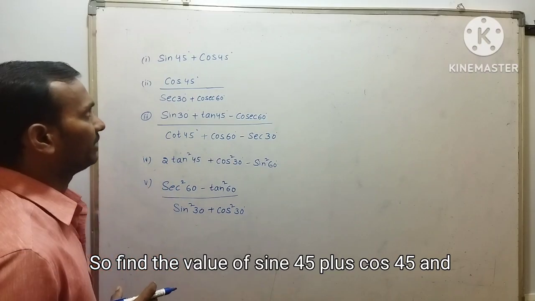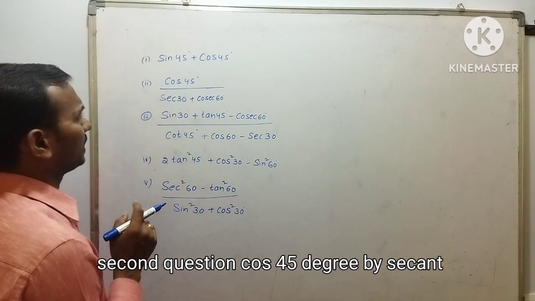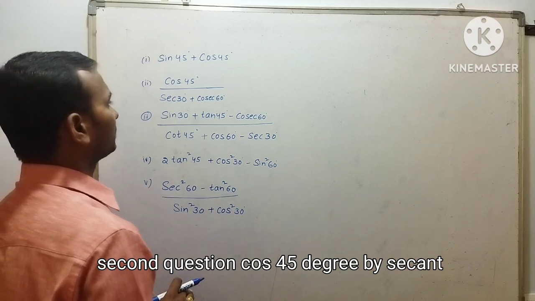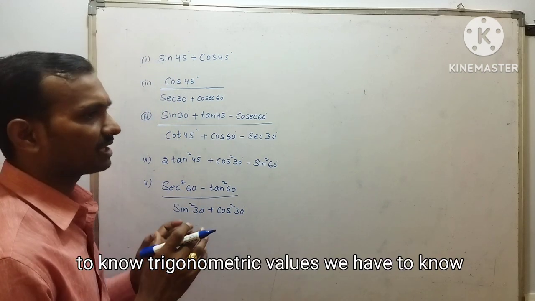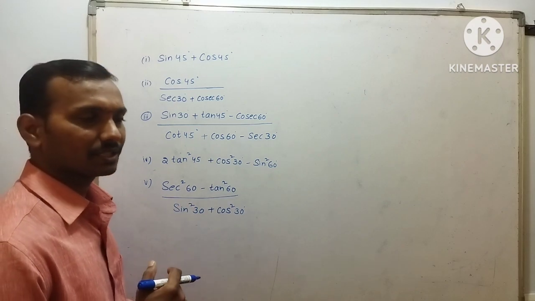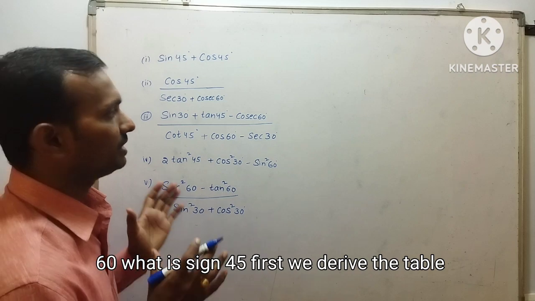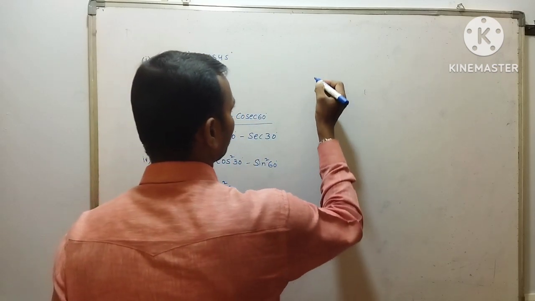So find the value of sine 45 plus cos 45. And second question, cos 45 degree by secant 30 plus cosecant 60. So to solve trigonometric values, we have to know what is sine 0, what is sine 30, what is sine 60, what is sine 45. First we derive the table. After that we are going to solve these problems.